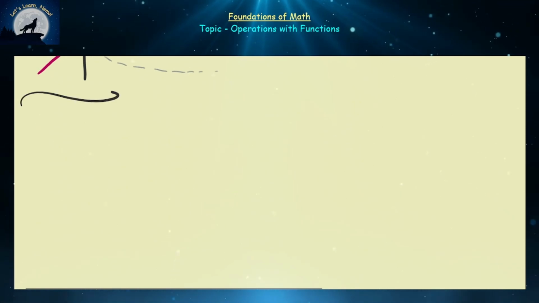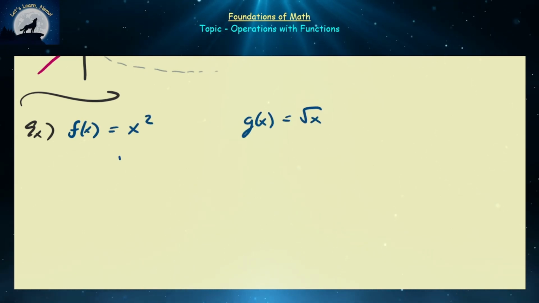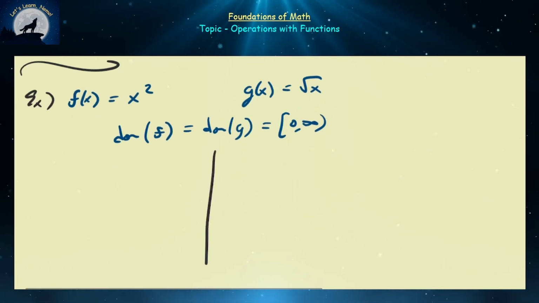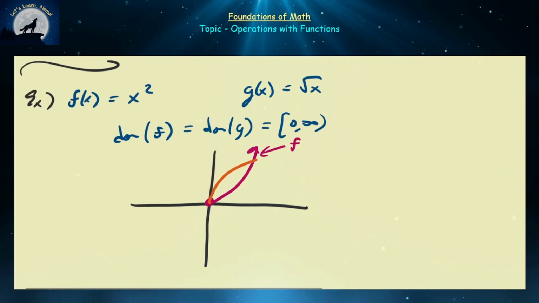But if we take, as a slight modified example, f of x to be equal to x squared, and g of x to be equal to the square root of x, and we take the domain of f and the domain of g to be equal to 0 to infinity, then what will we have? If you actually look at the graphs of these things, this would be f, and this would be g. Now we can clearly see that they are mirror images of each other.